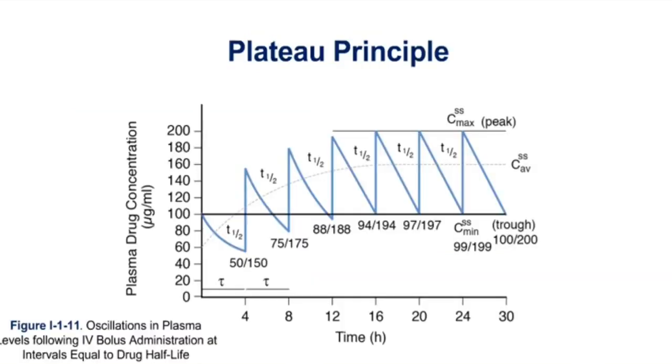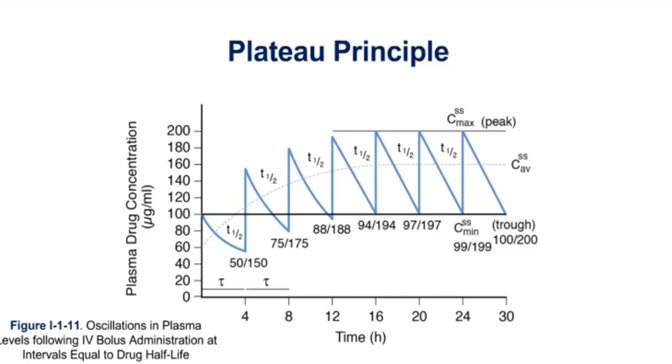This graph is going to plot time versus plasma drug concentration, and it's here to show us the rise to steady state. The dose in this example is 100 micrograms per mil. I'm going to give that dose at time 0. When I give that dose, notice I go up to 100, and then I'm going to wait 1 half-life. The half-life for this drug in this example is 4 hours. 4 hours later, after my dose of 100 micrograms per mil, I'm down to 50 micrograms per mil.